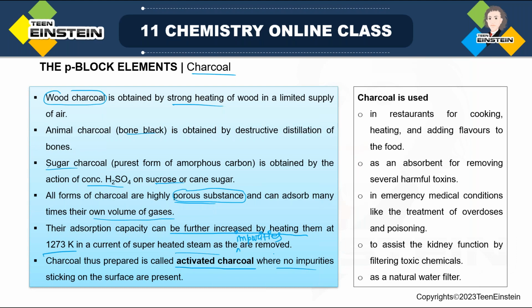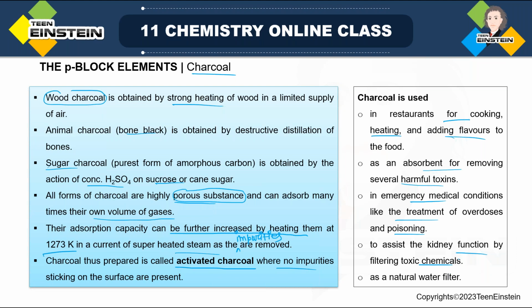Application of charcoal. Now it has many applications. Some of these applications probably you have seen also. In restaurants for cooking, heating, and adding flavors, that is for the generation of some smoky flavor in food. As an absorbent for removing several harmful toxins. So it has this adsorption capacity which is used for removing several harmful toxins. Then in emergency medical conditions like the treatment of overdose or poisoning. If there is some poisoning, if we are taking it internally, then it can absorb the poison in the stomach. Okay. To assist the kidney function by filtering toxic chemicals.